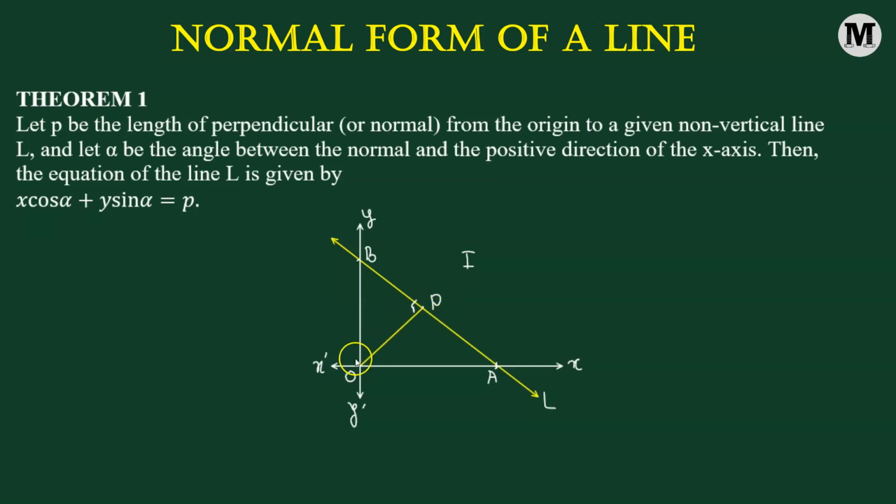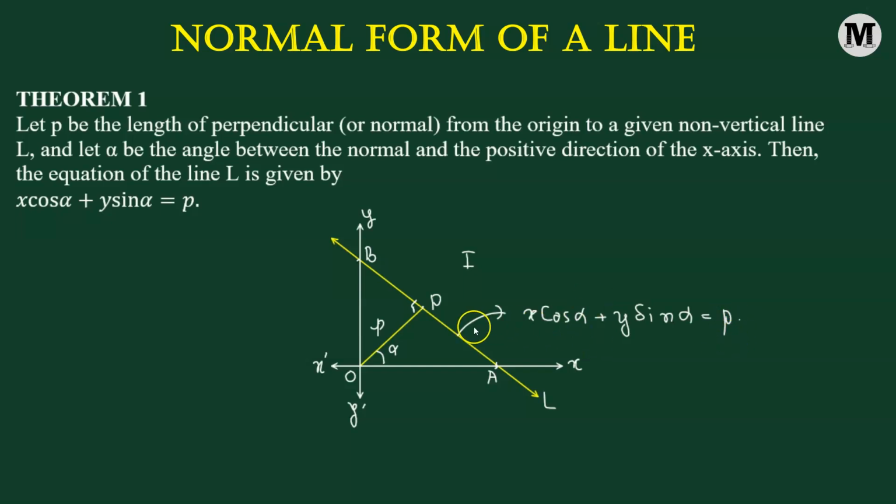Now if the length of this perpendicular or normal OP is denoted by P, and we suppose that it is also making some angle alpha with the positive direction of the x-axis, then the equation of the line L, not the normal, the equation of the line L, will be given by x times cosine of that angle alpha that the normal makes with the x-axis, added to y times sine of the angle alpha, and this is equal to the length of the normal.